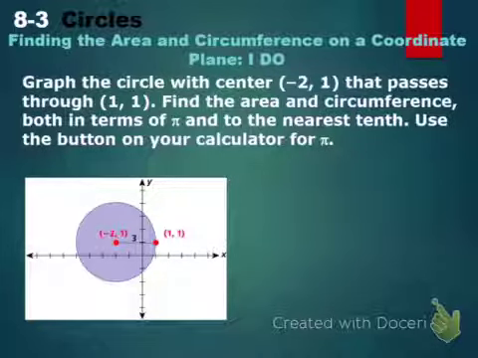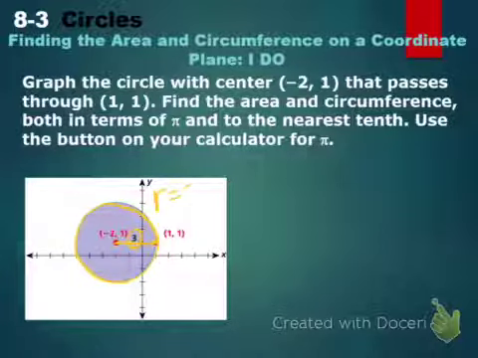So we're starting with a circle with the center at -2, 1. So this means walk to -2 and then ride up to 1. And you can see that center is right there. And then it's going to pass through the point 1, 1. So we know that if it passes through this point right here, that's a distance of 3. So any point that's a distance of 3 away from that center point is going to be a point on that circle. And that also tells us that 3 is our radius, so our r equals 3. So now that we know that, we're going to find the area and circumference, both in terms of pi and to the nearest tenth. So we're really looking for 4 answers here.